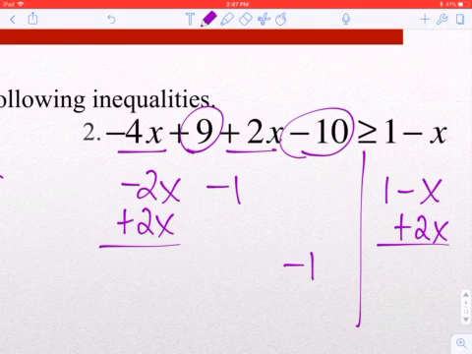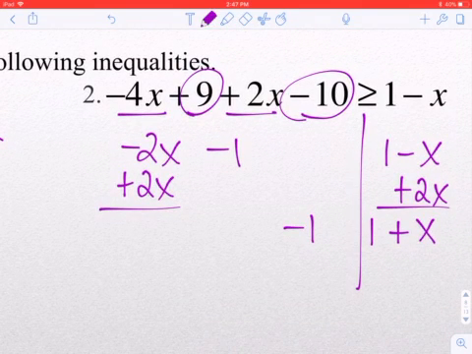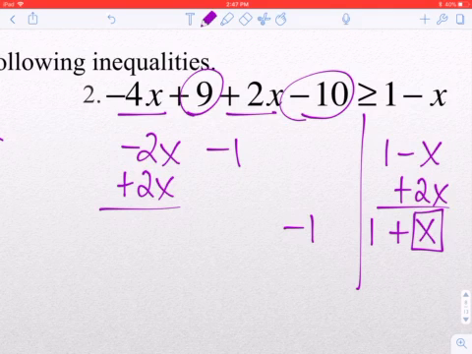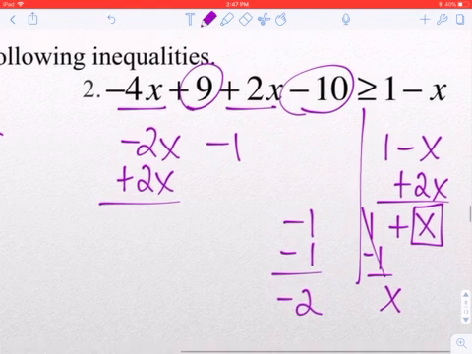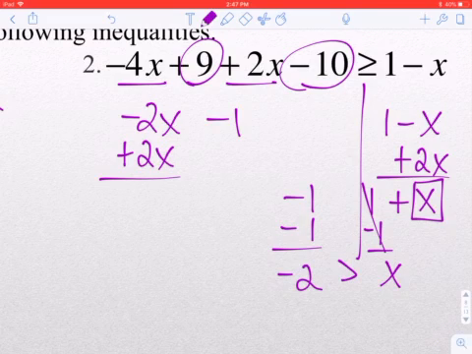So negative 1 is on the left, and 1 plus 1x, or 1 plus x, goes on the right, because negative x plus 2x would give you 1x. From here, the only thing left to do is to move the 1 over, because you want x by itself. So since that's a positive 1, you're going to subtract 1 over to get negative 2. Since I didn't divide by a negative, I don't need to flip my sign.